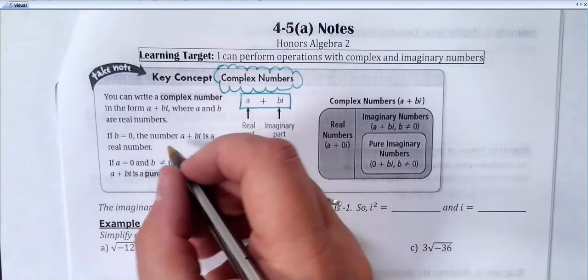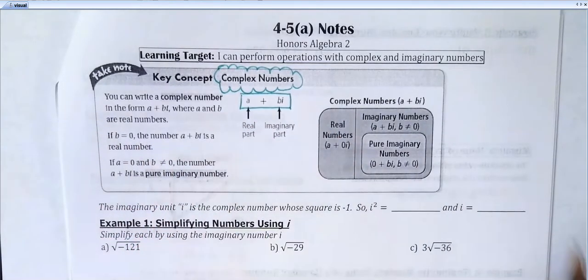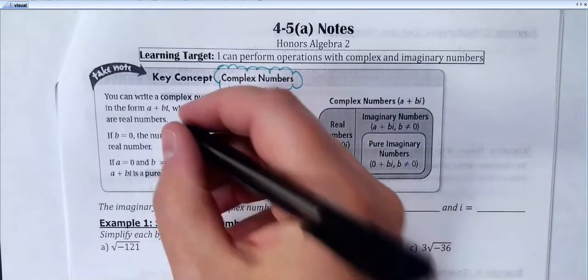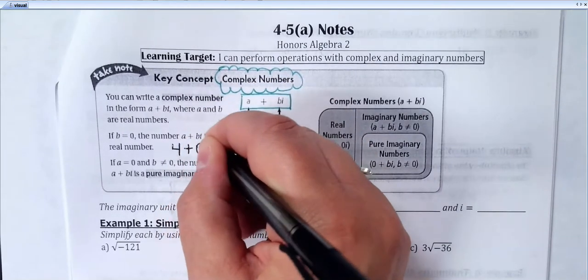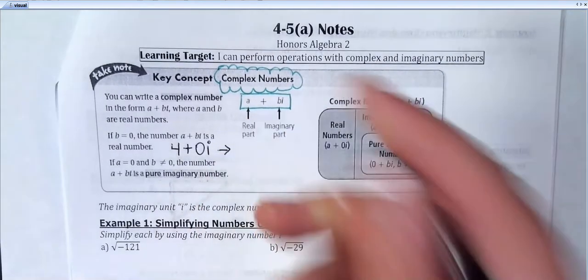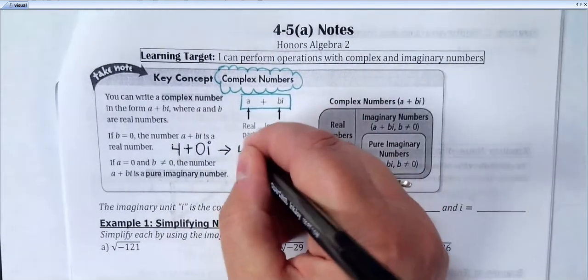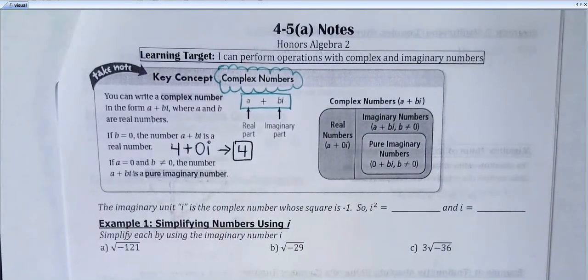Now, if b is 0, the number a plus bi is a real number. So you just write a normal number. Let's say I was trying to write the number 4. I could write 4 as 4 plus 0i. Then 0 times i would just be 0, so you would see it written just as you normally do, the number 4. But I'm just saying you can write this in a complex format.